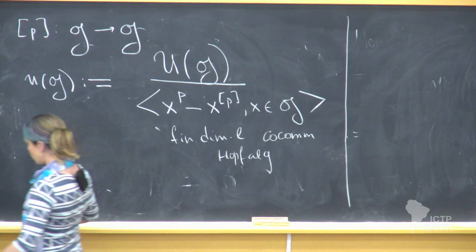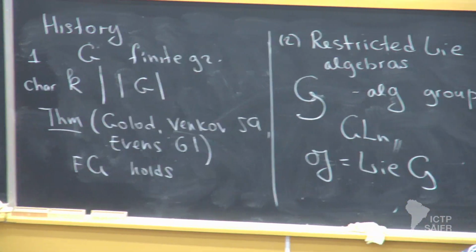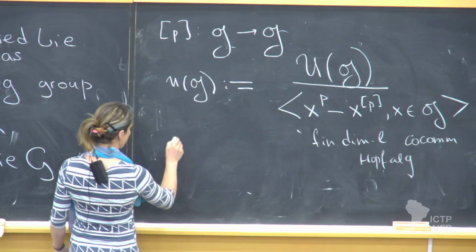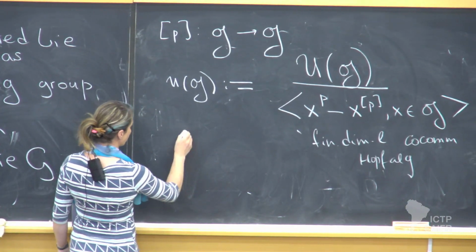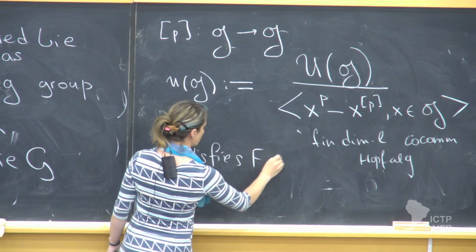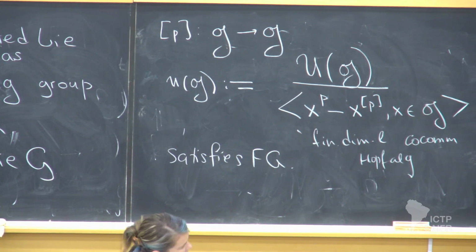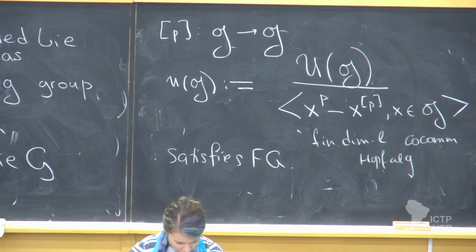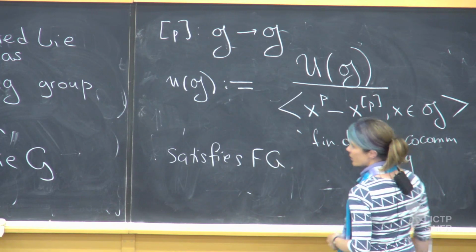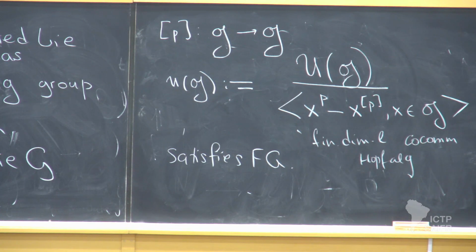And it was shown by Friedlander, Parshall, and Andersen-Jantzen back in the 80s that this guy also has finitely generated cohomology. So this satisfies FG. Actually, yeah, I think they proved it in full generality. And then maybe the most celebrated theorem in this subject is due to Friedlander and Suslin from 95.